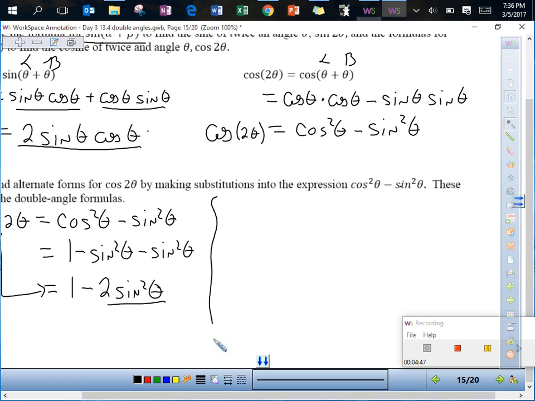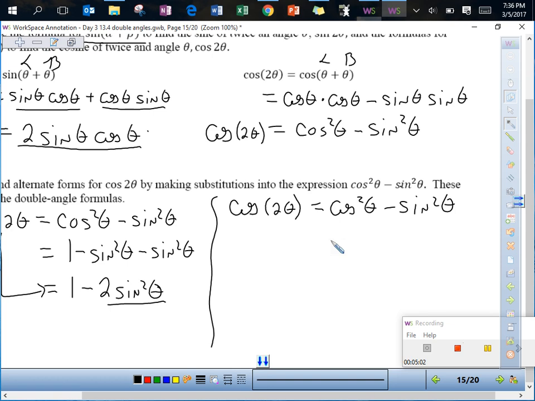Picture this now. Let me show you where the third one comes from, and the last one. This will be our last formula of the day, by the way. Cosine of 2 theta, I'm still going to think of that as cosine squared theta minus sine squared theta.